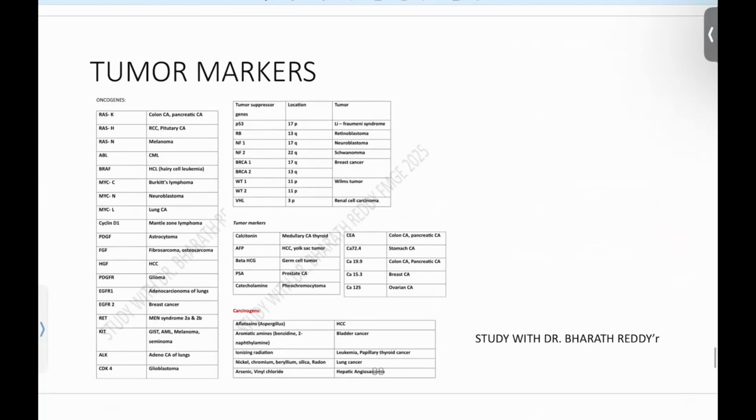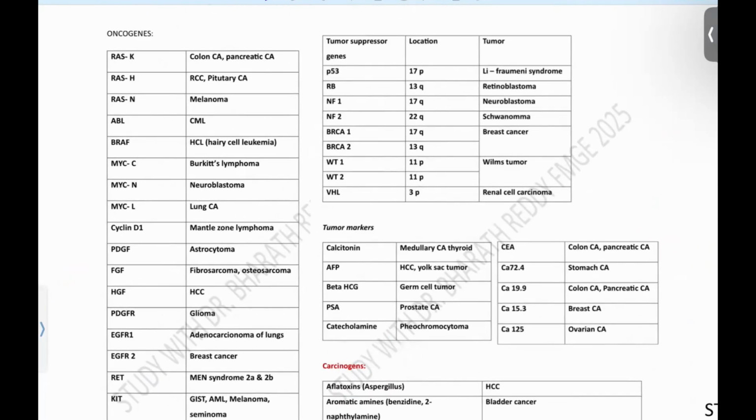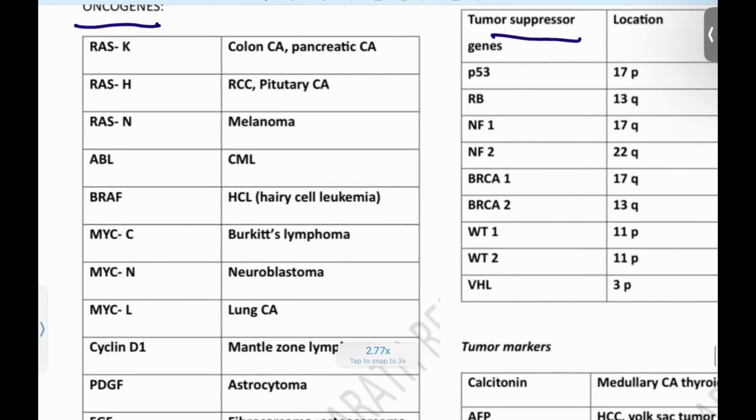Next, coming to the tumor markers. In the tumor markers, not only tumor markers, we have included the oncogenes, tumor suppressor genes, and carcinogens. So let's see what those examples are. RAS-K for colon cancer and pancreatic cancer, RAS-H oncogene will be causing renal carcinoma and pituitary carcinoma. RAS-N for melanoma. ABL gene for CML and BRAF gene for hairy cell leukemia.